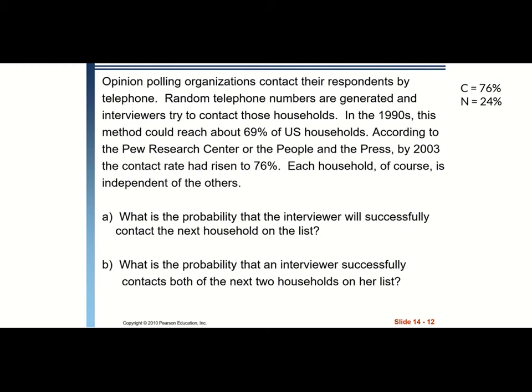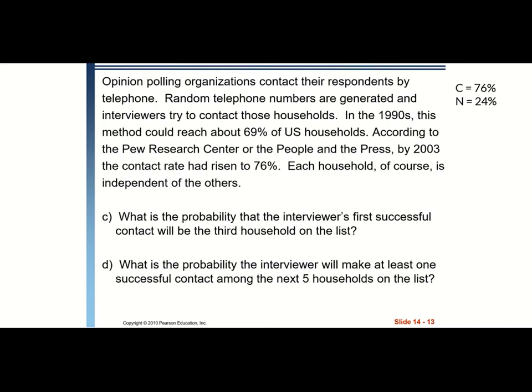Now B, what's the probability that an interviewer successfully contacts both of the next two households on her list? In other words, they need to make contact with the first household and the second household, where "and" means multiplication. We get 0.5776, and we normally round our probabilities to 3 decimal places, 0.578.